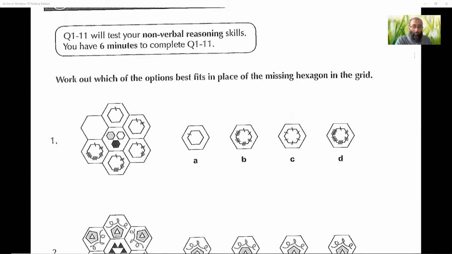For number one, I got D. For number one, you got D. Can you please explain a little bit? That's the correct answer. Can you do a little explanation of how you arrived at the answer?